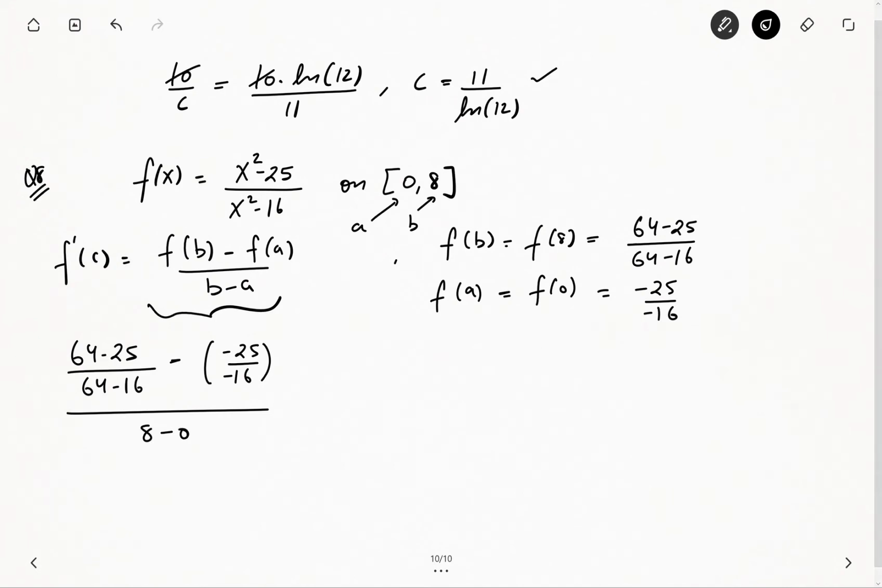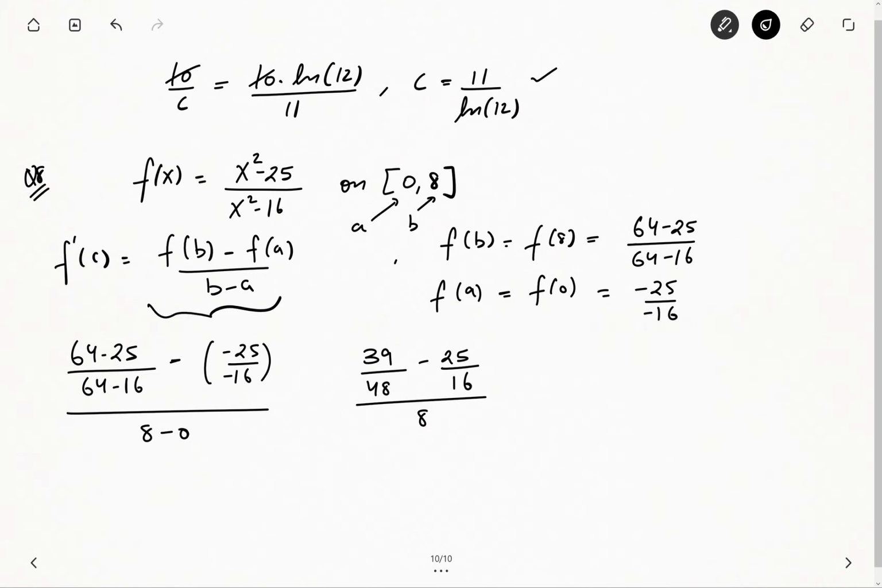Let's try to get somewhere closer with this answer so we have a concrete way to look at it. So 64 minus 25 is going to give me 39, and 64 minus 16 is going to be 48. So that's those numbers. The negative 25 and negative 16, both the negatives cancel each other out, so you still end up with this. Hold on, that should be 25 over 16.